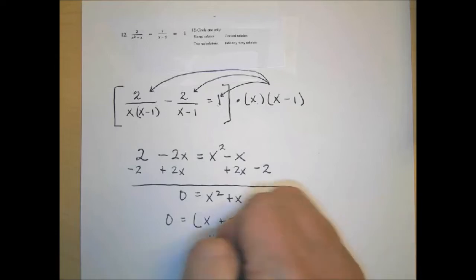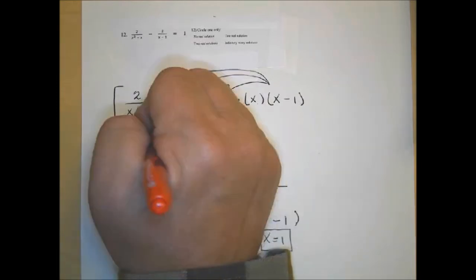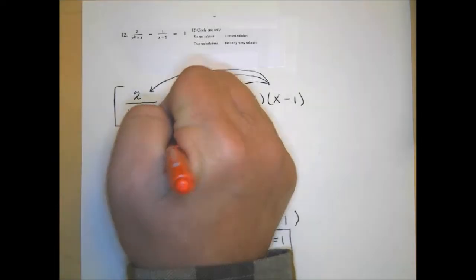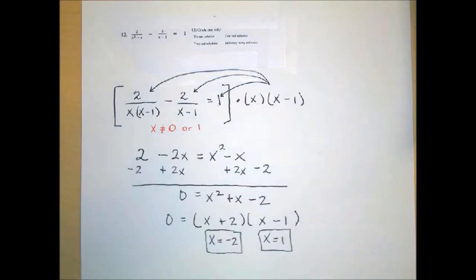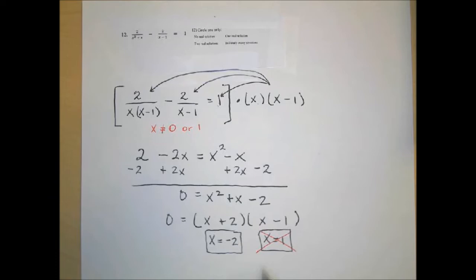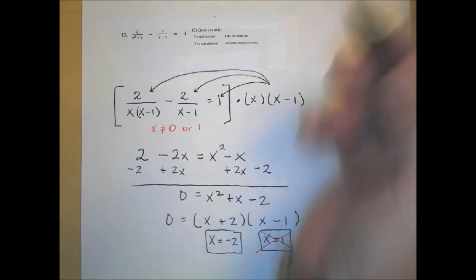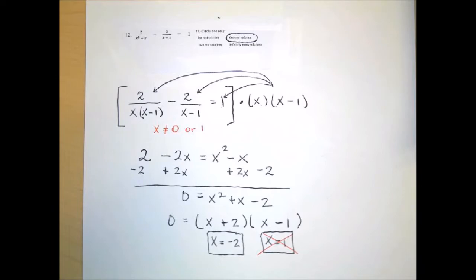But remember what we have to do. We have to check for extraneous solutions. If we go all the way back up to the beginning of the problem in its factored form, I notice that x cannot equal 0 or positive 1. Well, I just got an answer of x equals 1 right there. So I have to cross that out as an extraneous solution. There really aren't two answers to this problem. There's only one real solution because the other one was extraneous.